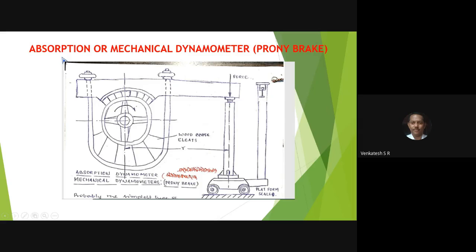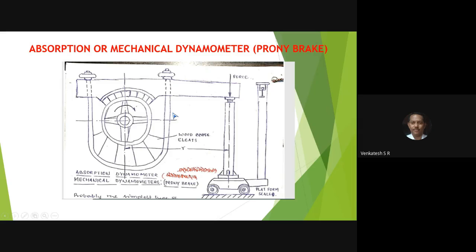See, the name itself indicates absorption, which absorbs the energy developed by the engine or motor and is connected to the platform scale. From this, you can measure the force. You can convert that force into torque. That is T equal to F into R. Force can be measured through the platform scale, and you know the distance R. This is the experiment you have to conduct in the mechanical laboratory in fifth semester.